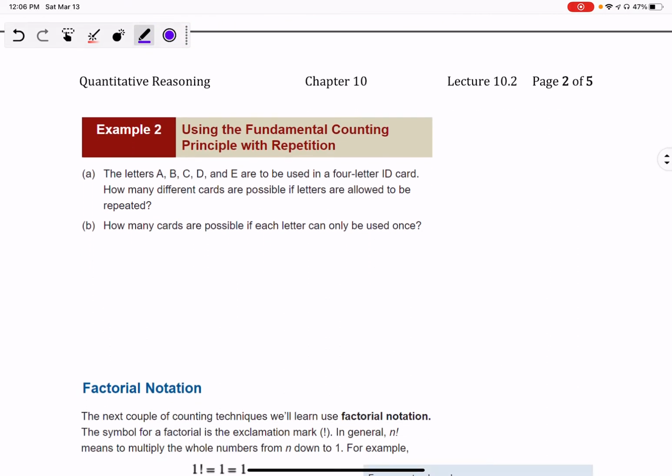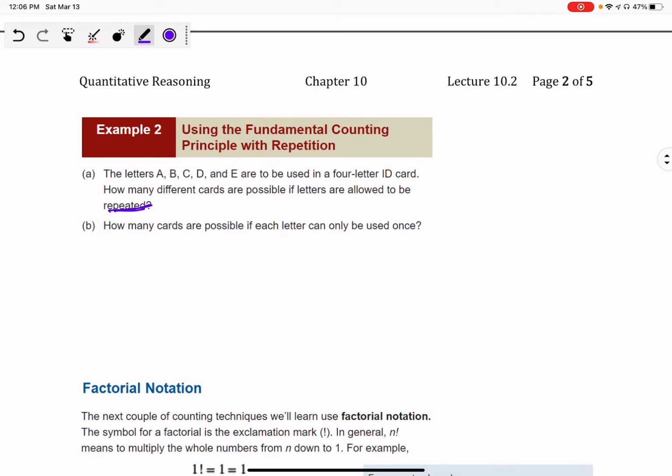All right, let's look at our next example, using the fundamental counting principle with repetition. The letters A, B, C, D, and E are to be used in a 4-letter ID card. How many different cards are possible if letters are allowed to be repeated? Okay, so we are able to repeat them.